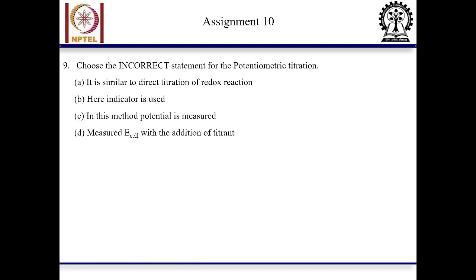Question number 9. Choose the incorrect statement for the potentiometric titration. This is again from lecture number 45. Can anyone write in the chat box what is the answer? Choose the incorrect statement for the potentiometric titration. It is similar to the direct titration of redox reaction. Here indicator is used. In this method, potential is measured with the addition of the titrant.